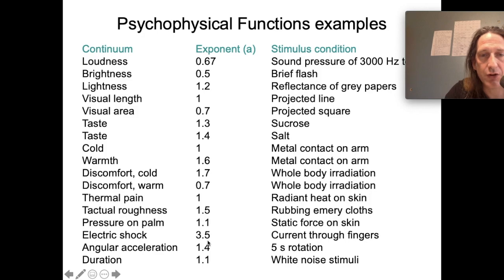If we look at electric shock here, it's got a massive value of 3.5. So I know that for every little increase in the electric shock, your sensation rating of it is going to be massive. Or we can look at brightness, for example. It has a value less than 1. So I know that I'm going to have to ramp up the brightness a lot for you to perceive any increase in brightness once we've got over very low levels.